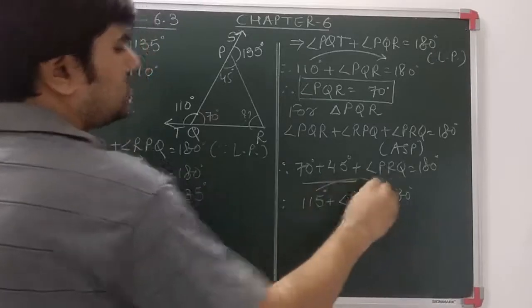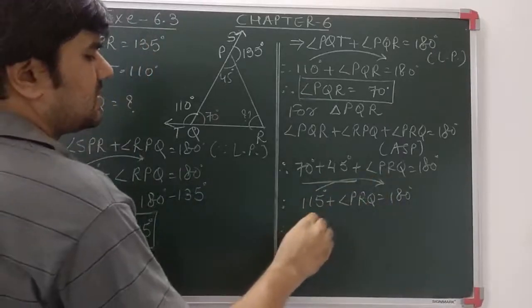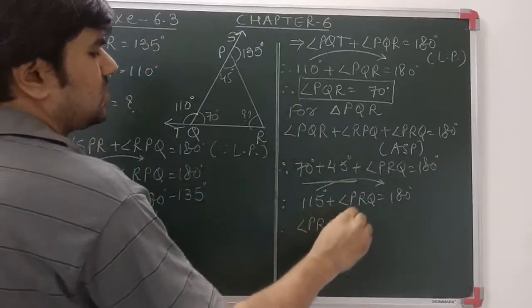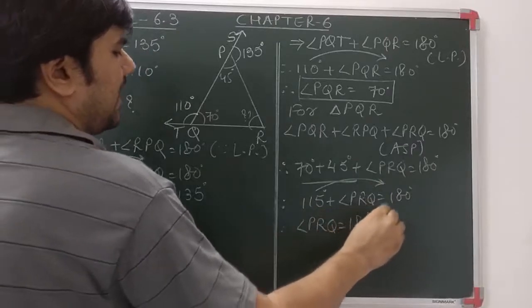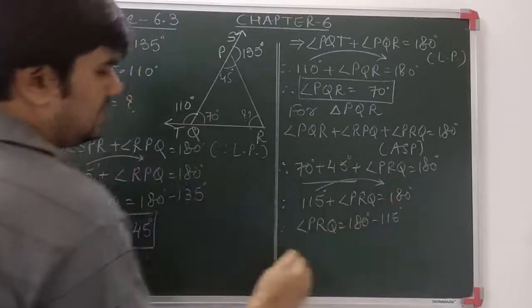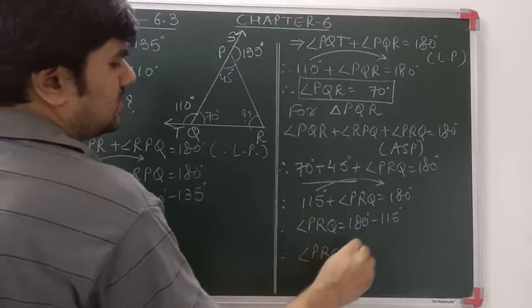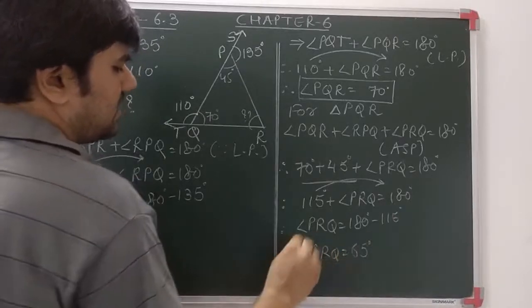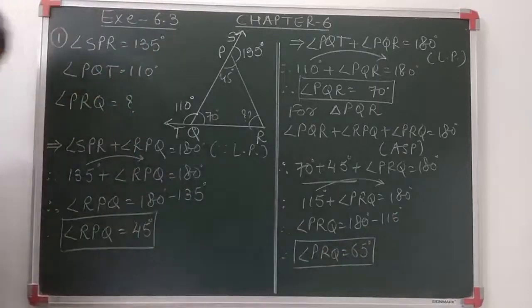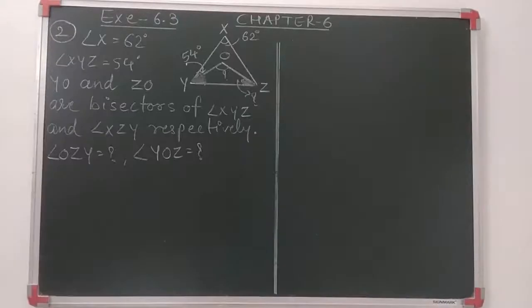I'll take this value to the right hand side, which becomes subtraction. So PRQ is equal to 180 minus 115 degrees. So angle PRQ is equal to 65, the subtraction of these two. So this is the required angle PRQ. Thank you. Now let's see the second question.